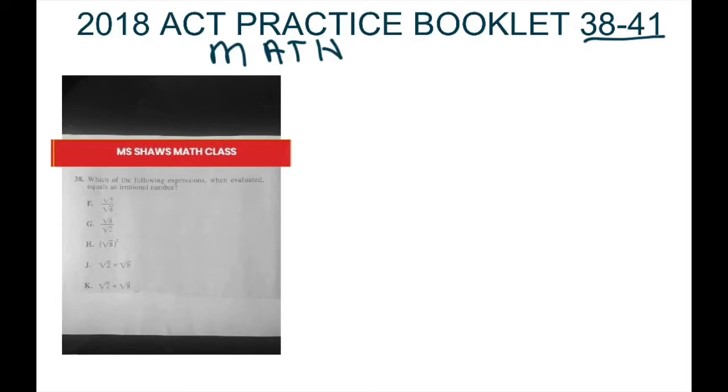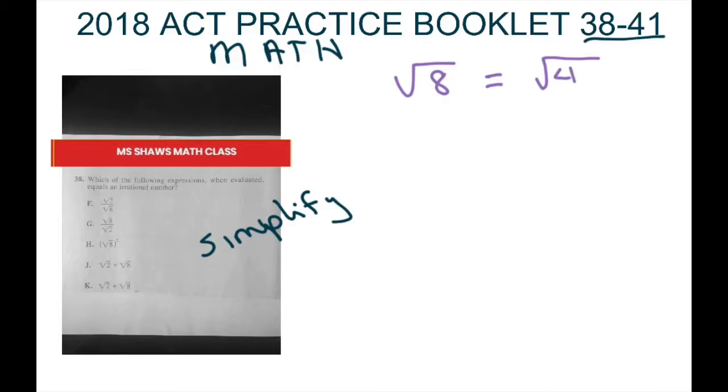And so 38 says, which of the following expressions, when evaluated, I really mean simplified, equals an irrational number. And the first thing you need to know on this is what the square root of 8 equals. Basically that's 4 times 2, the square root of 4 times the square root of 2, which is 2 square root of 2.